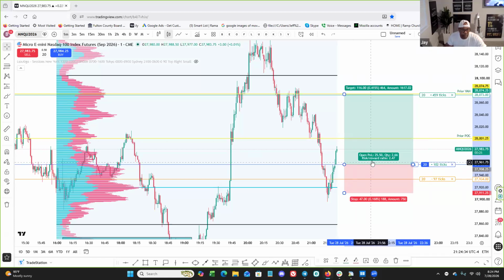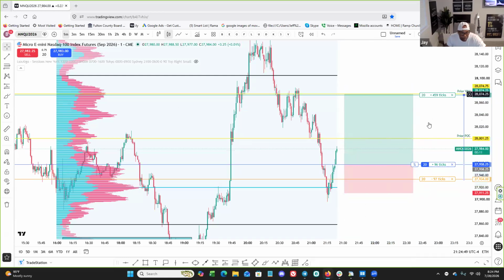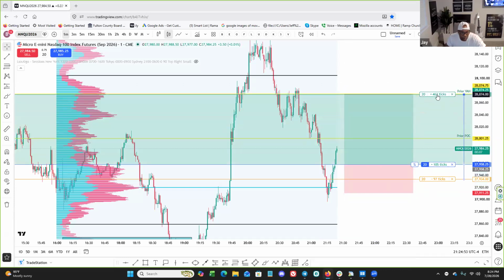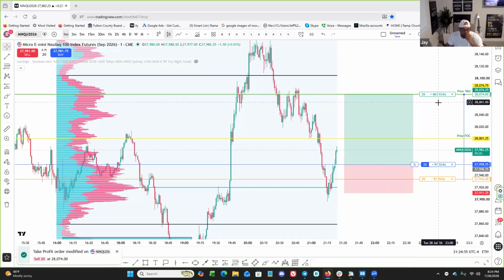All right. So we're running up the bag again to the upside. We just caught the downside move right down to this POC. Price shifted at the POC. You could target this area right here for probably about, I don't know, how many ticks is that? About 170.